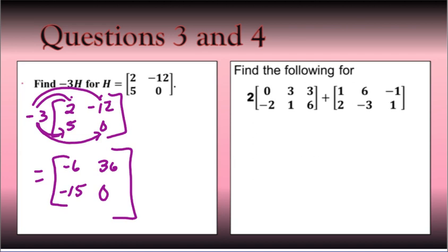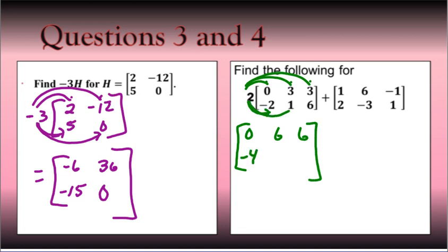Question 4, find the following. Here we have a scalar in front, so we're going to multiply. We're going to follow order of operations, and then we're going to add our answers. So 2 times 0 is 0. 2 times 3 is 6. 2 times 3 is 6. 2 times negative 2 is negative 4. 2 times 1 is 2. 2 times 6 is 12.